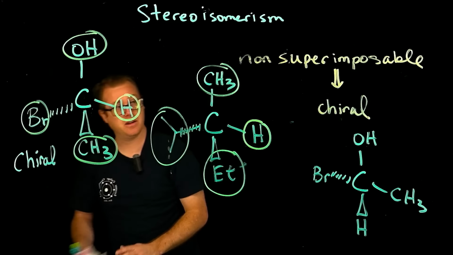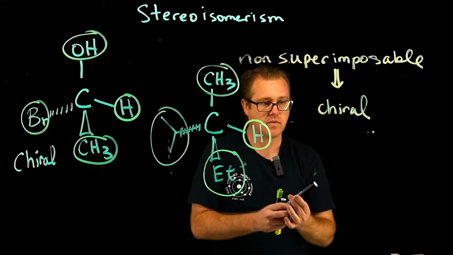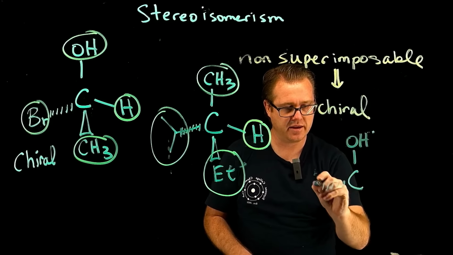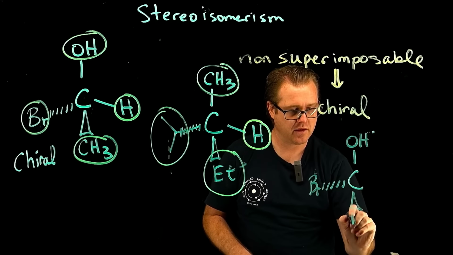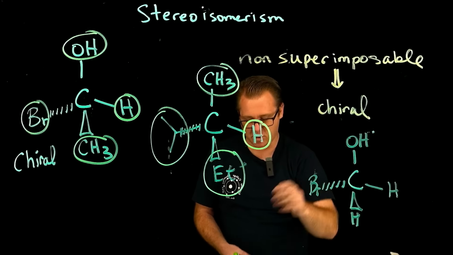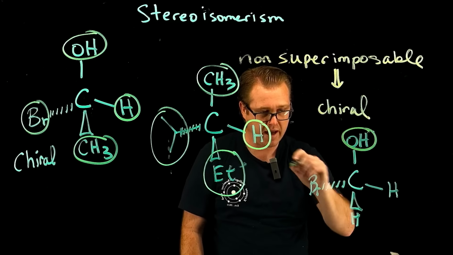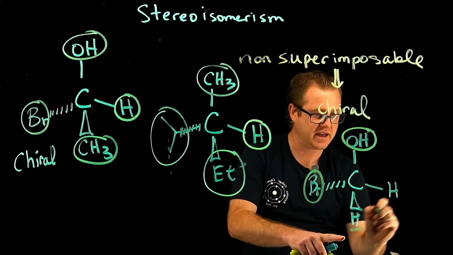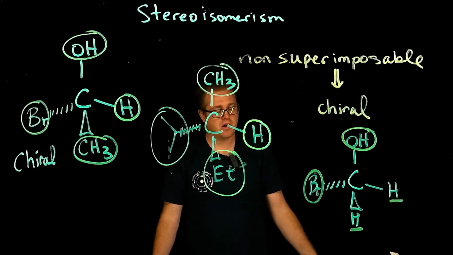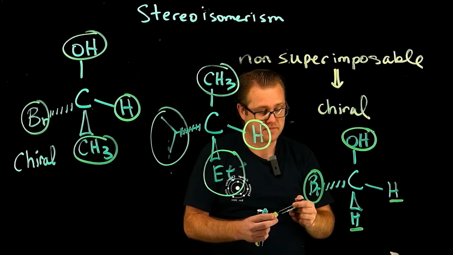But pay attention to the first molecule that I showed you. What did it look like? I think it looked like this. And this molecule is achiral because we have an OH and a bromine. They're different, but then these guys right here, they're two hydrogens. Those are the same. So that molecule is achiral.